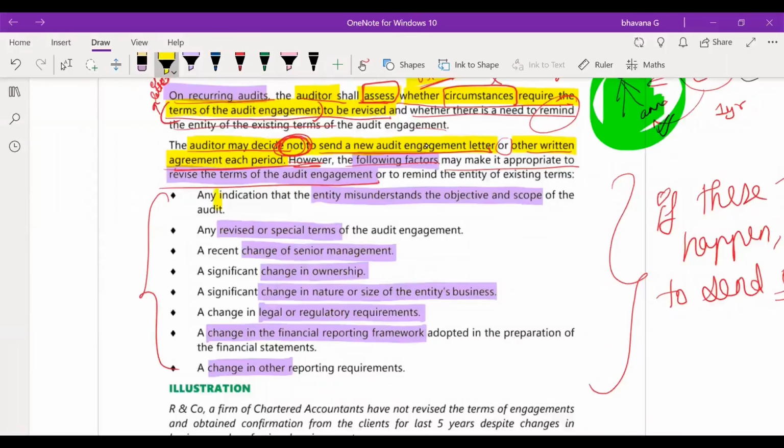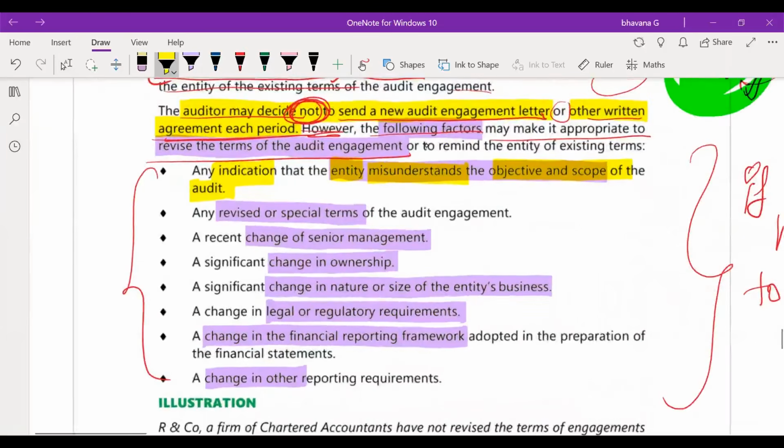Suppose there is any indication that the entity has misunderstood the objective and scope of the audit. That means last time you had drafted an engagement letter, but the entity had some misunderstanding about the objective and scope. It was not clear. In such a case, it is better that you draft a new engagement letter. Second, if there are any revised or special terms of audit engagement. Last year you would have agreed upon a few terms and conditions, but this time, in the second year of your audit, a few special terms have come in, or terms which were already there have been revised slightly. Then in such a case, it's better that you prepare a new engagement letter.